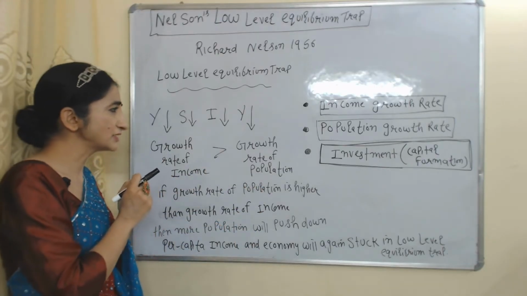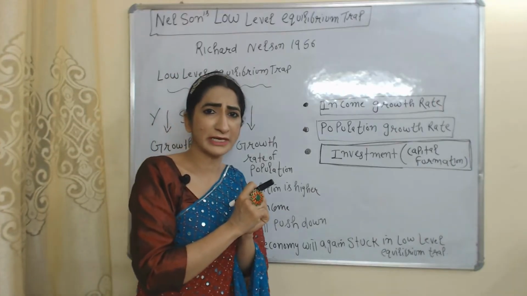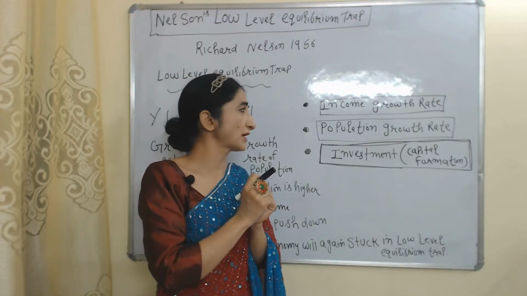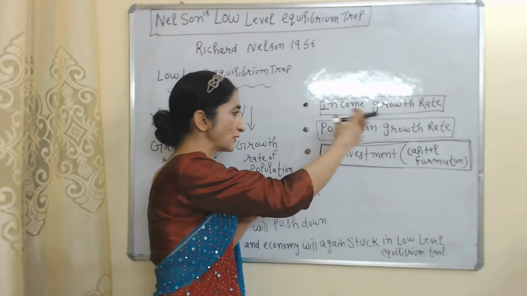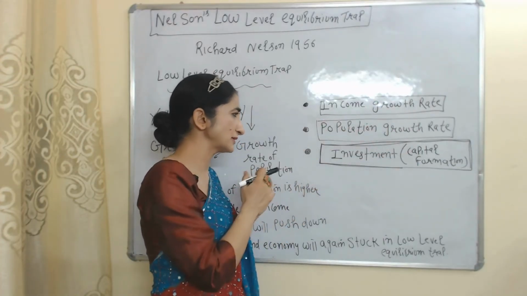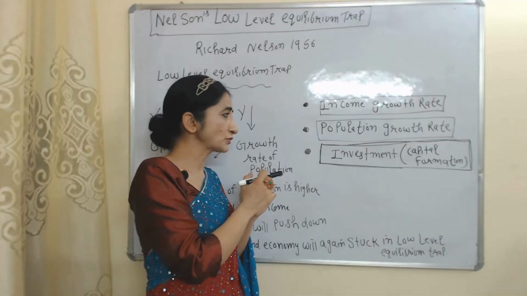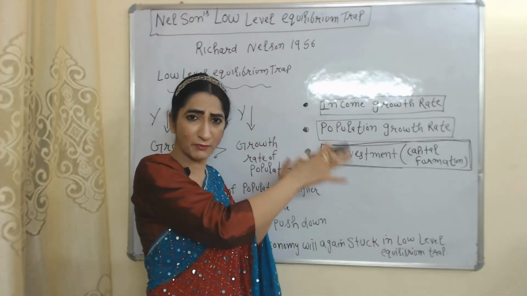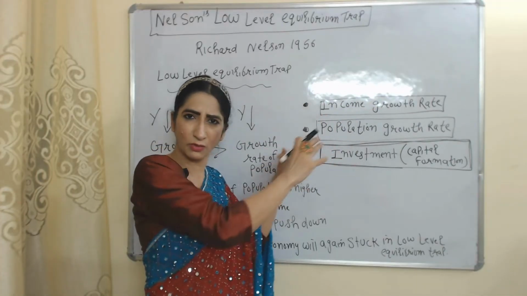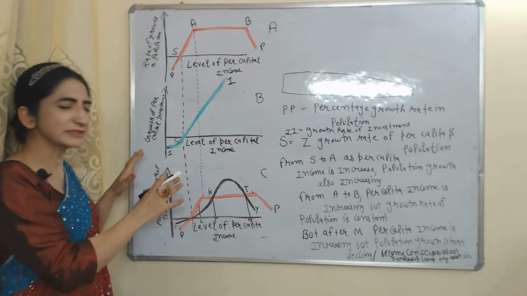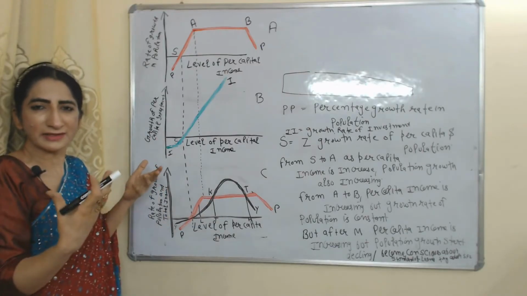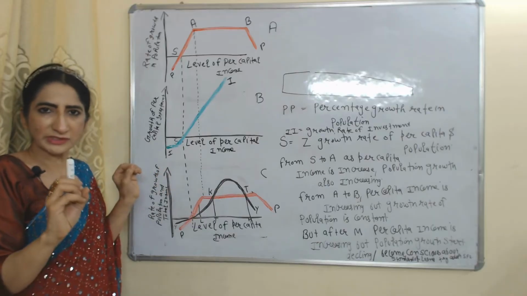This theory mainly talks about three terms: income growth rate, population growth rate, and investment, or we can say capital formation. One by one, with the help of a diagram, we will understand all these terms. Now we will see the diagram and understand the three important terms of this theory.